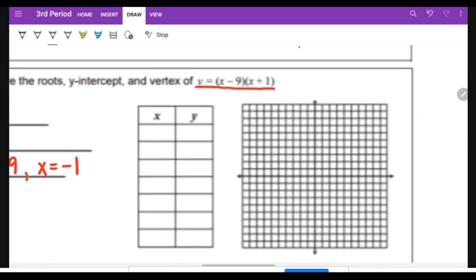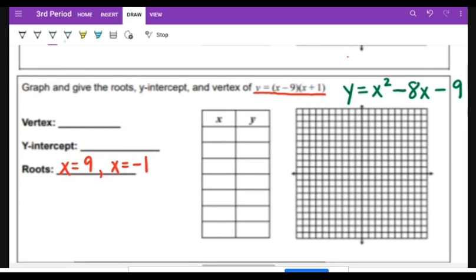You would use your rectangle and do all your multiplication, and you should end up with y equals x squared minus 8x minus 9. Watch out for those negative signs. Those will trip you up if you're not paying super close attention to those. So our A is 1, our B is negative 8, and our C is negative 9. We're going to use those first to find the y-intercept.